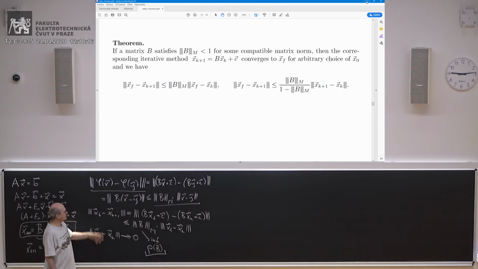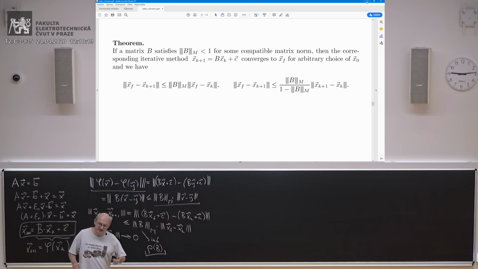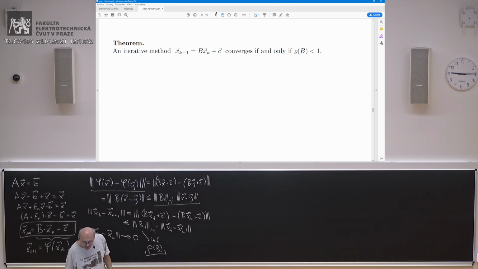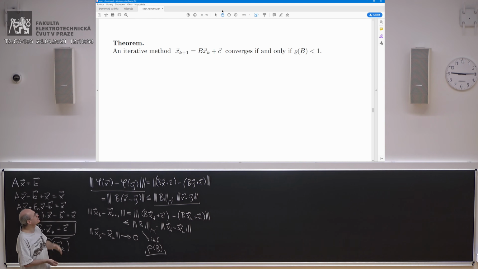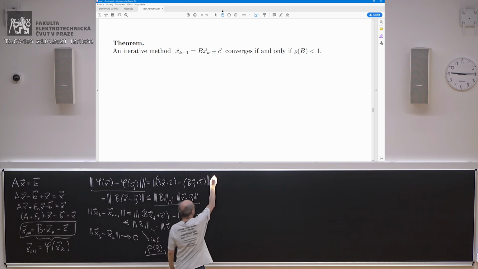And in this way, we get an interesting theorem. It could be seen as a corollary, but it's not. Let me show why. Well, because this statement based on the matrix norm is just an implication. It says, if the norm is small, you get convergence, just one way. But now we get equivalence. Our iteration converges if and only if the spectral radius is less than 1. So this is much stronger than we have over here. I'm not going to prove it, but I will show a little bit how this comes into the picture.